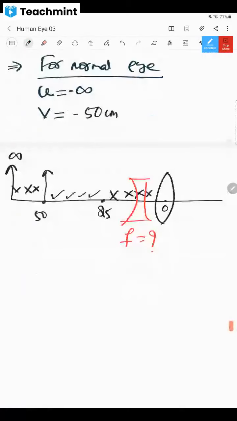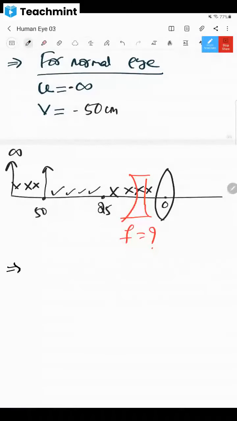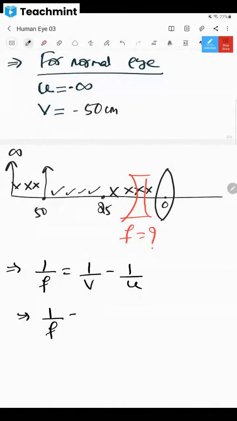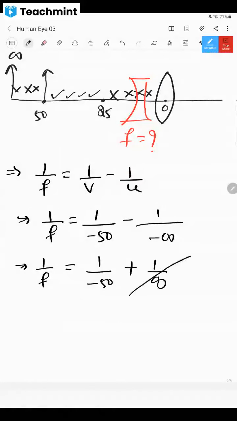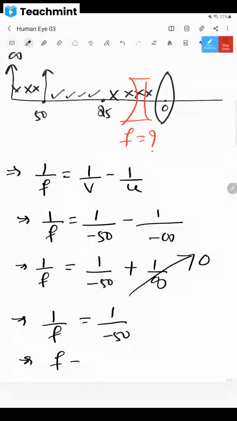Okay, now you find out. What is the formula? 1/f = 1/v - 1/u. So 1/f = 1/(-50) - 1/(-infinity), which becomes 1/(-50) plus 1/infinity. 1/infinity is 0 only. So 1/f = 1/(-50). Now don't you think f is equal to minus 50 centimeter?